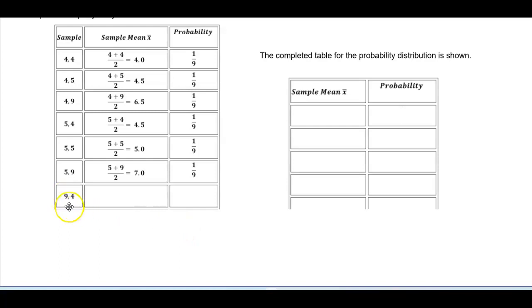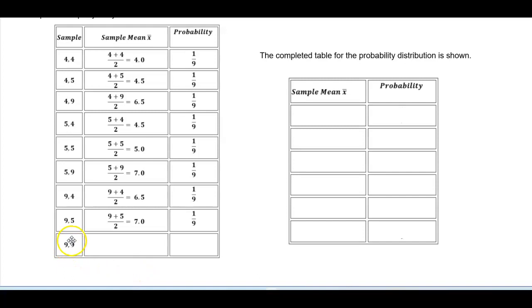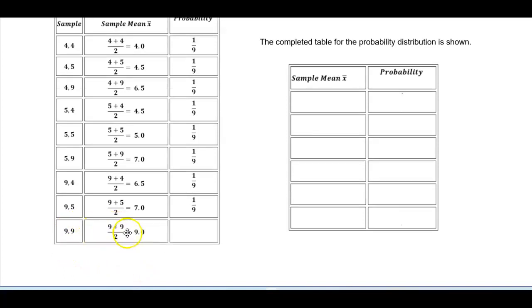Next we have 9 and 4. So 9 plus 4 divided by 2 gives us 6.5, and the probability of that happening is 1 out of 9. 9 and 5: 9 plus 5 divided by 2 is 7.0, and the probability of that happening is 1 out of 9. And then last we have 9 and 9. 9 plus 9 divided by 2 gives us 9, and the probability of that happening is 1 out of 9.